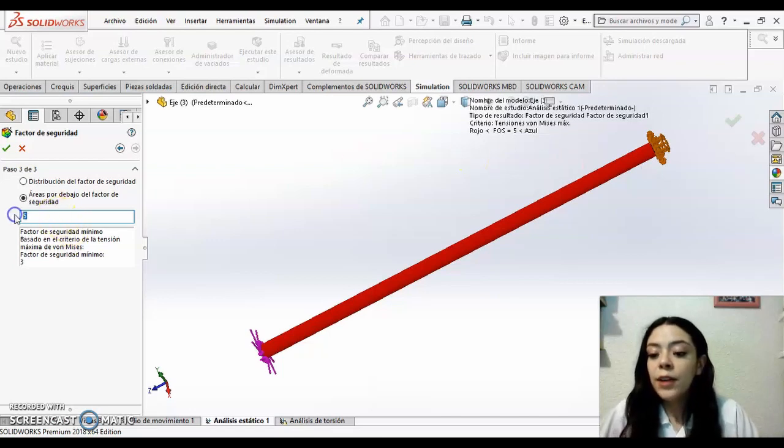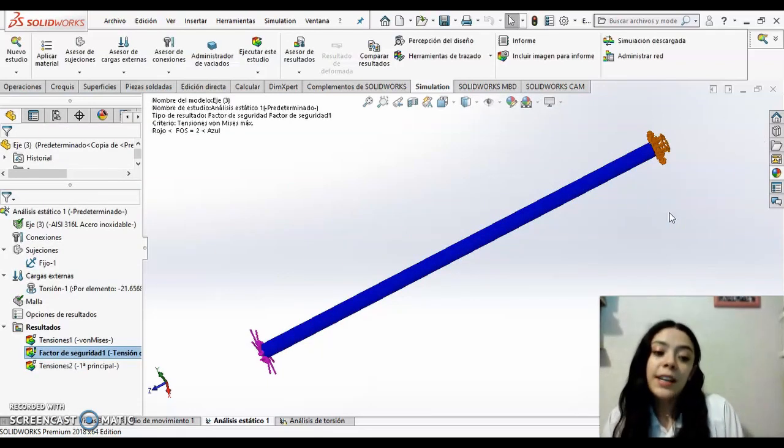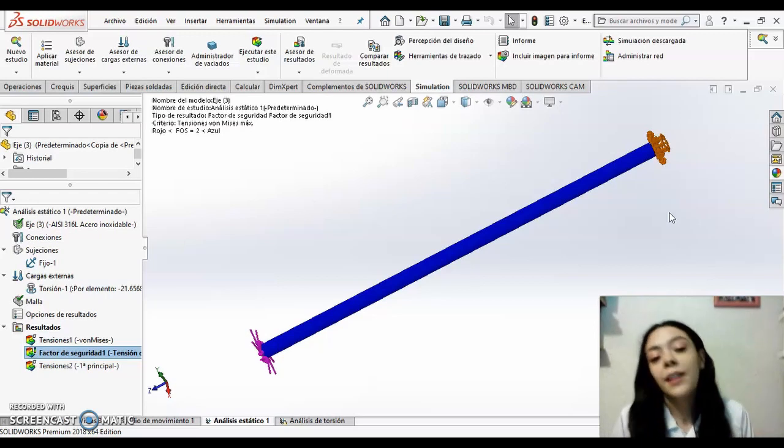Now if we adjust it to 2, which is under the safety factor limit, you can see that the shaft turns blue, which indicates that it is completely fine and nothing is happening to it because we didn't pass that value. So we chose a value of 2 just to be sure and to keep our machine in good shape.